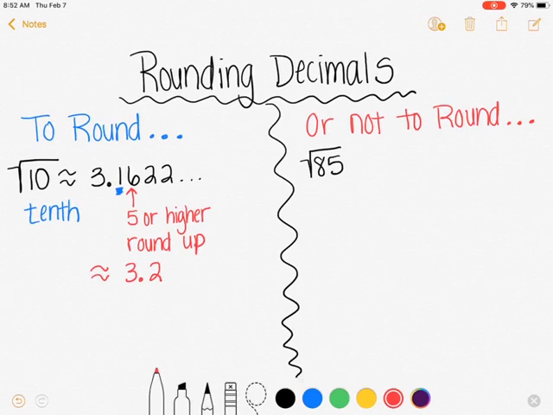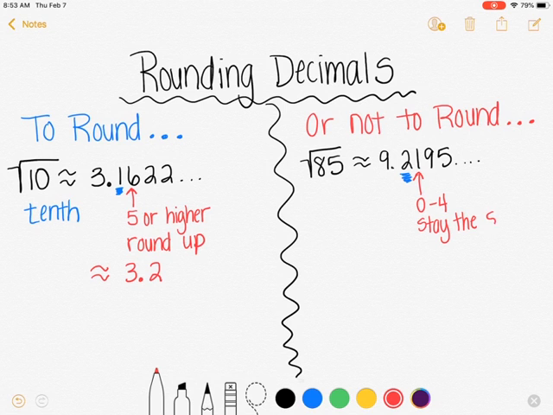However, when we look at the example of the square root of 85, the square root of 85 is approximately 9.2195, and it keeps going. Again, we are going to round to the nearest tenth. Except this time, when we look at the number after the tenth, we see that we have a number between 0 and 4.